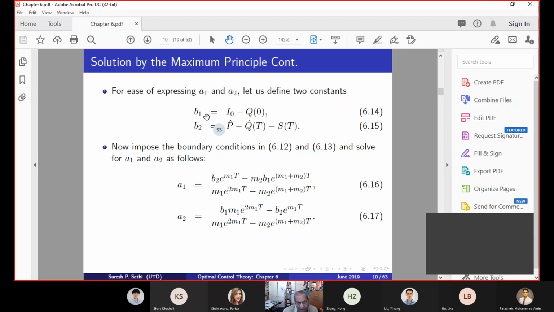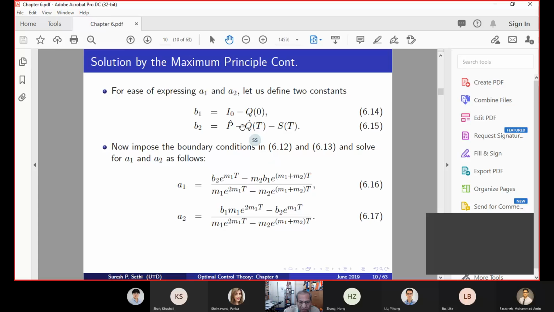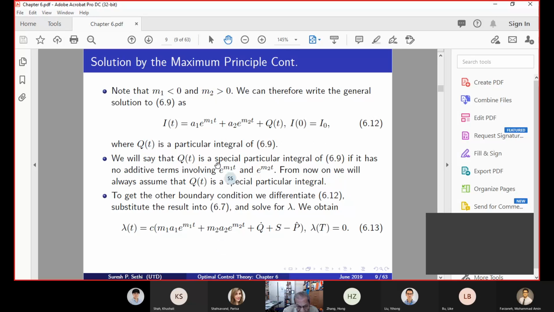So I want to solve for A1 and A2, but A1 and A2 are rather complicated expressions. Even though they're two algebraic equations, easy to solve, the solution is kind of messy. So in order to avoid the messy solution, I want to put B1 equal to I0 minus Q0 and B2 equal to B, because I can collect terms when I get a big long solution. I collect terms, and I can rewrite the solution A1 and A2 as follows. This is a solution of the two algebraic equations that you get by putting these two conditions.